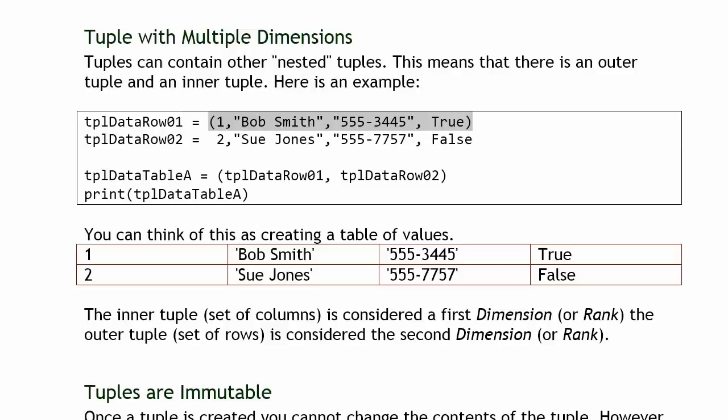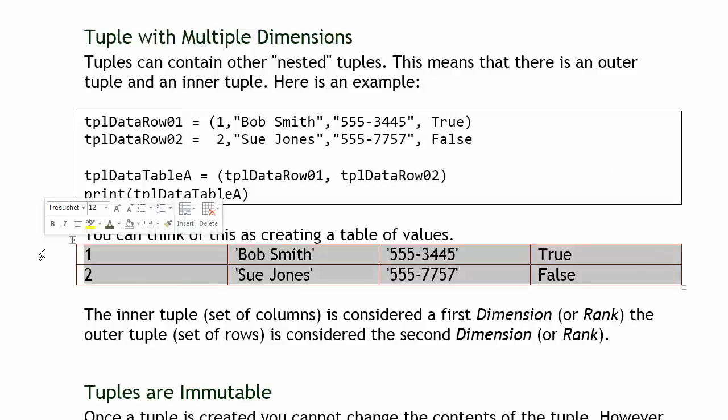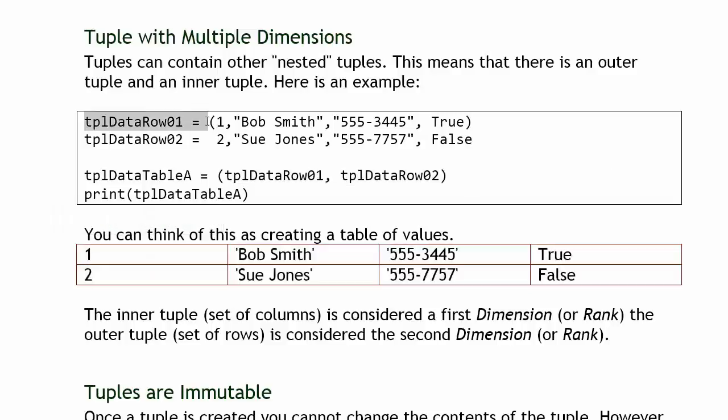Here's an example. Here's one row of data. Here's my second row of data. I make a new tuple and I put those rows in there. And yeah, you've got yourself your basic table of data. In fact, I'm even just going to call it row 1, row 2, and table, just because it represents what I'm dealing with. Each row is considered a single dimension, and then the table collectively is nested inside of there as a second dimension.